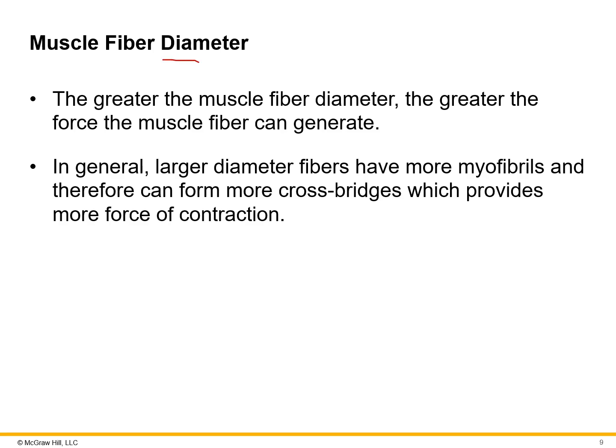All right, now what about the muscle fiber diameter? How does that impact our contraction? The greater the diameter, the thicker, the wider that it is, the greater the force. Wider, thicker muscle fibers are going to generate more force than the smaller ones. In general, larger diameter fibers have more myofibrils, and they can form more cross bridges. So the more cross bridges, the more the contraction.